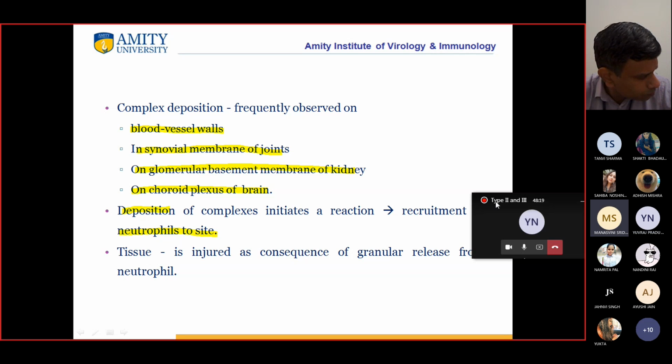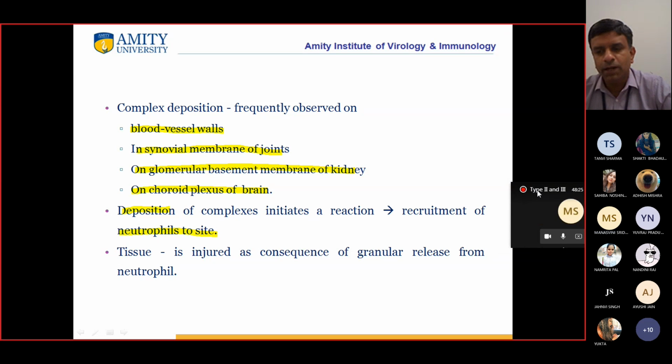So he's asking why only neutrophils come to the site. Okay, so it's not that only neutrophils come, but neutrophils are the first ones to come to the site. Okay, जैसे अगर कहीं पे लड़ाई होती है तो सबसे पहले पुलिस आएगी, लोकल पुलिस, ठीक है.